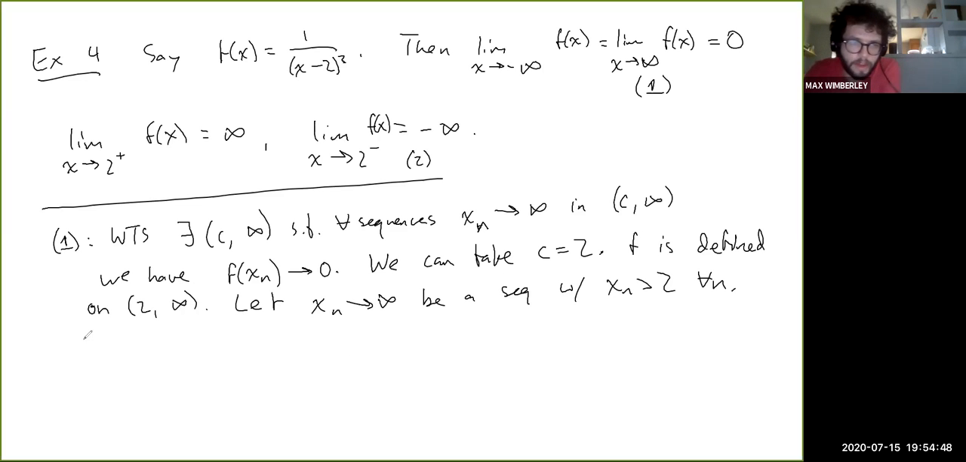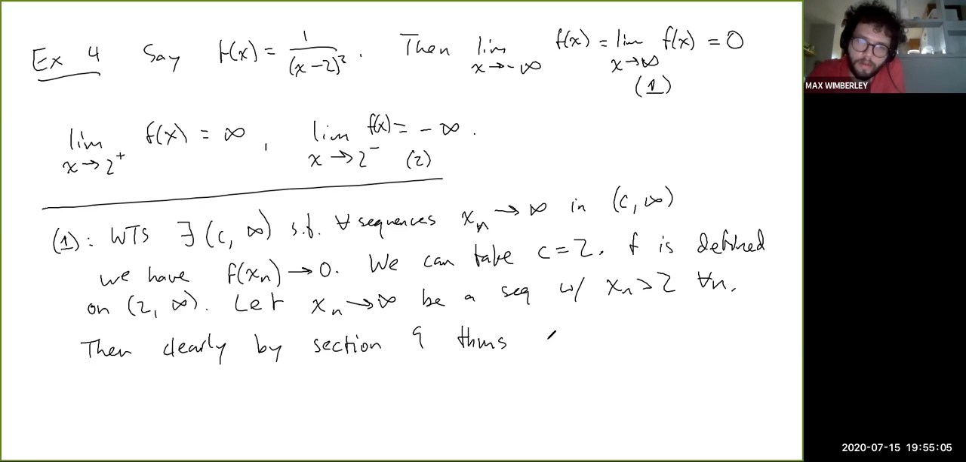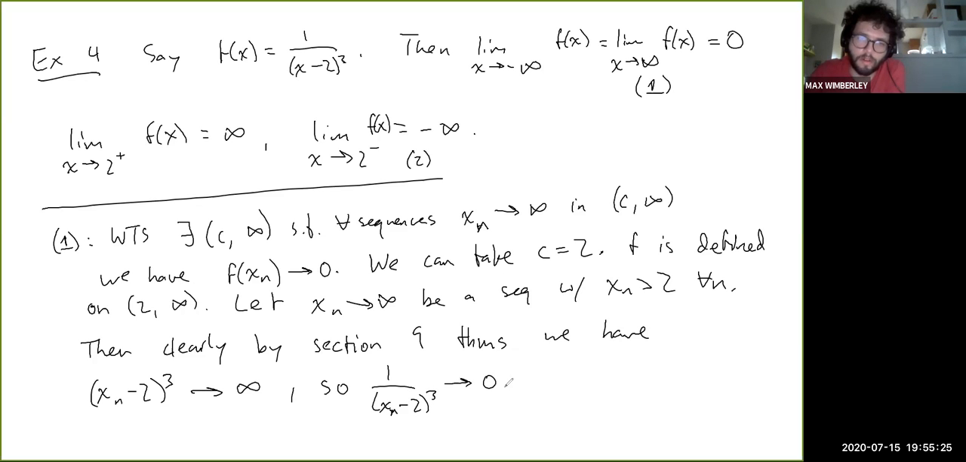Let xn going to infinity be a sequence with xn greater than 2 for all n. Then clearly, by the section 9 theorems, we have xn minus 2 cubed approaches infinity. xn minus 2 obviously approaches infinity, so xn minus 2 cubed approaches infinity. So again, by section 9 theorems, 1 over xn minus 2 cubed approaches 0. So that finishes that one.